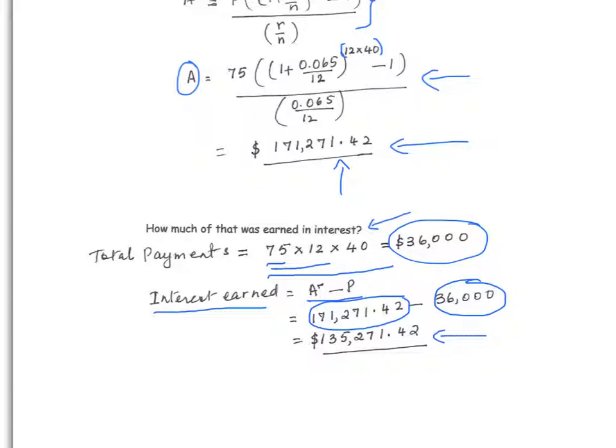So if we want to figure out the fraction of the accumulated amount that has been earned in the form of interest, then all we need to do is take $135,271.42 divided by the total amount accumulated, which is $171,271 and 42 cents. And this gives us the fraction. And if we multiply it by 100%, then that gives us the total percent of the accumulated amount that has been earned in the form of interest.